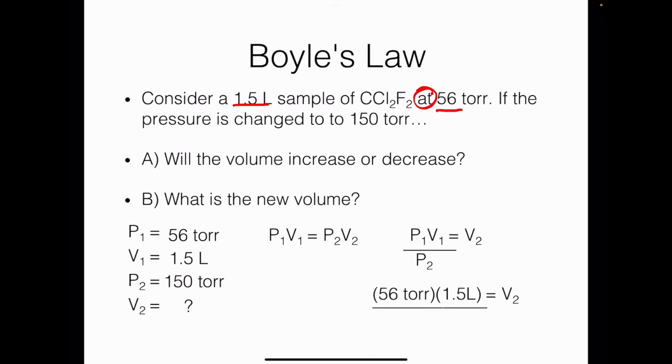So we're plugging in our values. Our P1 was 56, our V1 is 1.5, and our P2 is 150. And if we've set it up this way, all we have to do is plug this into our calculator, and we've solved for V2. 56 times 1.5 divided by 150 gives me 0.56 liters. Remember, if the unit that gets put in is liters, the unit that's going to come out will also be liters.